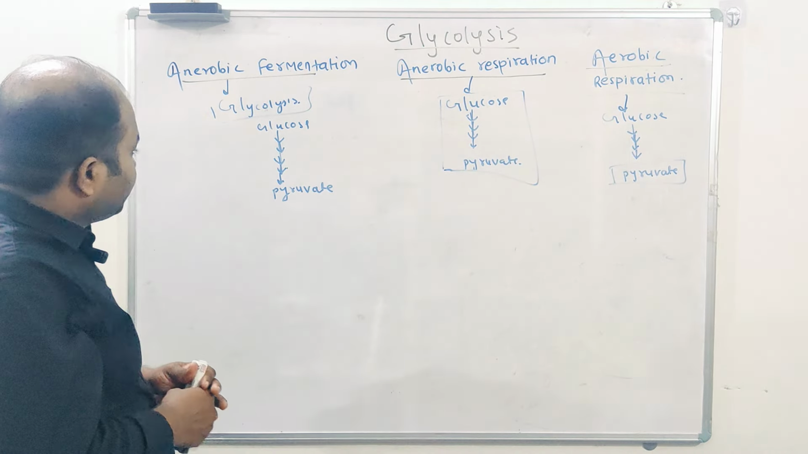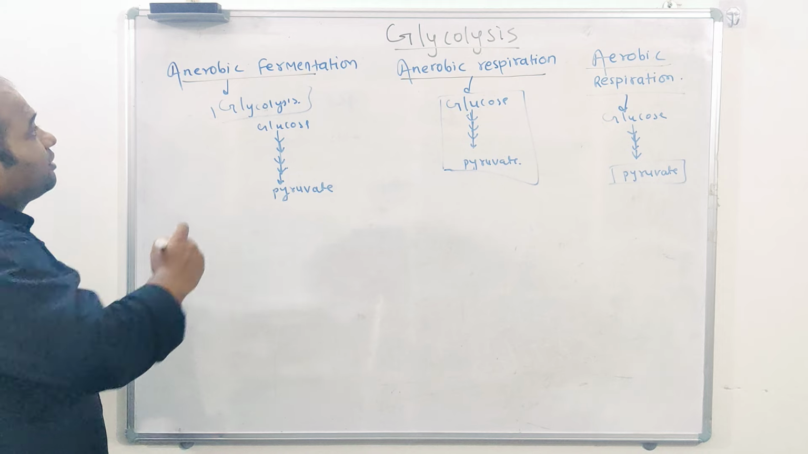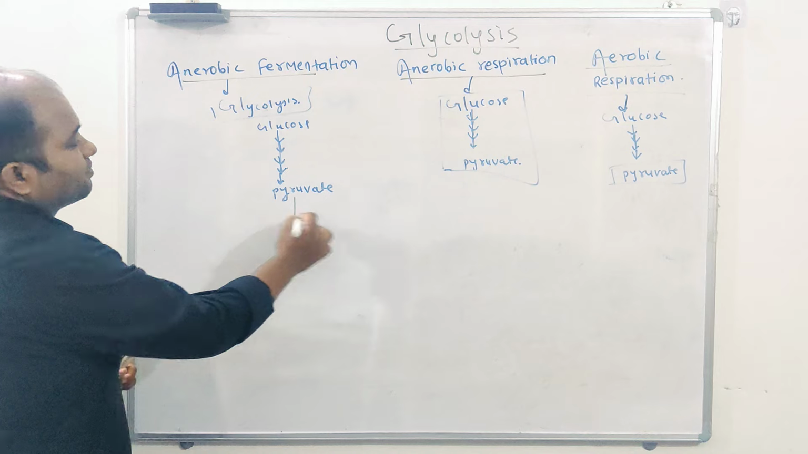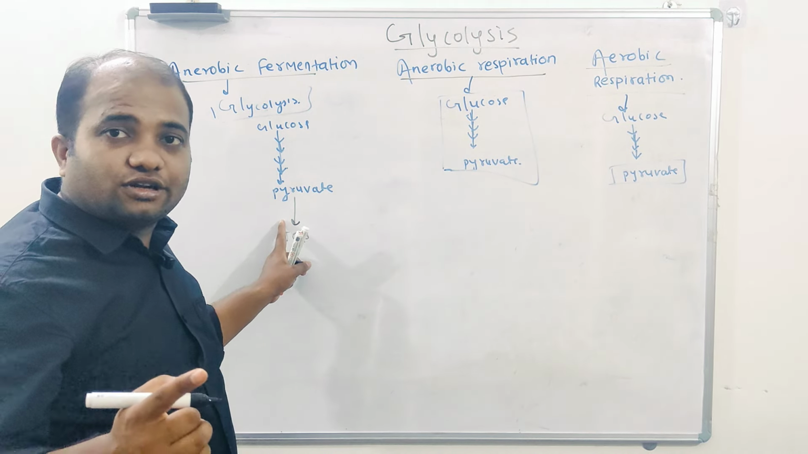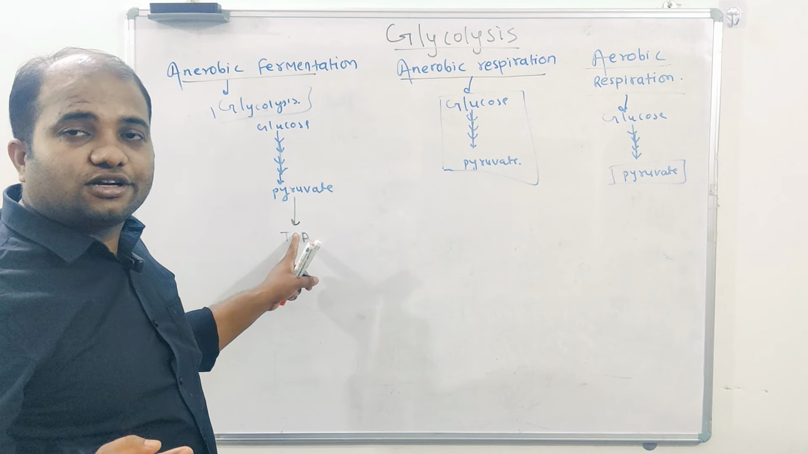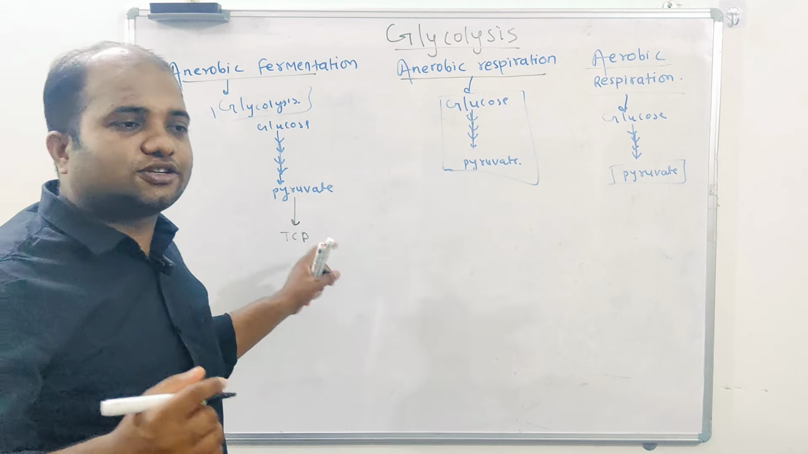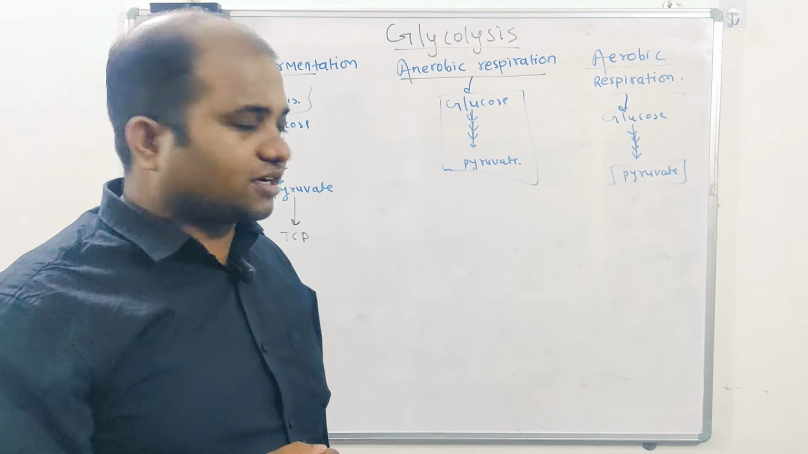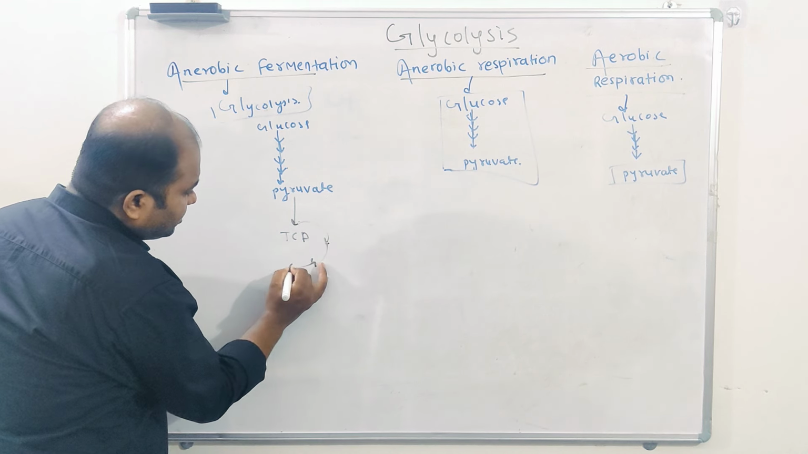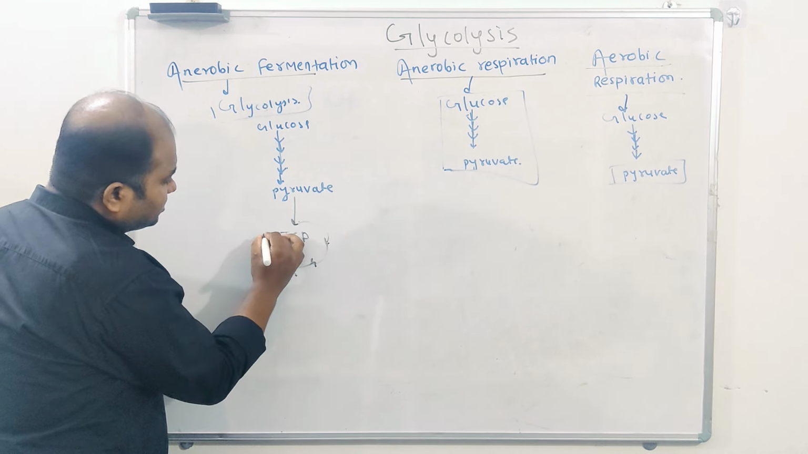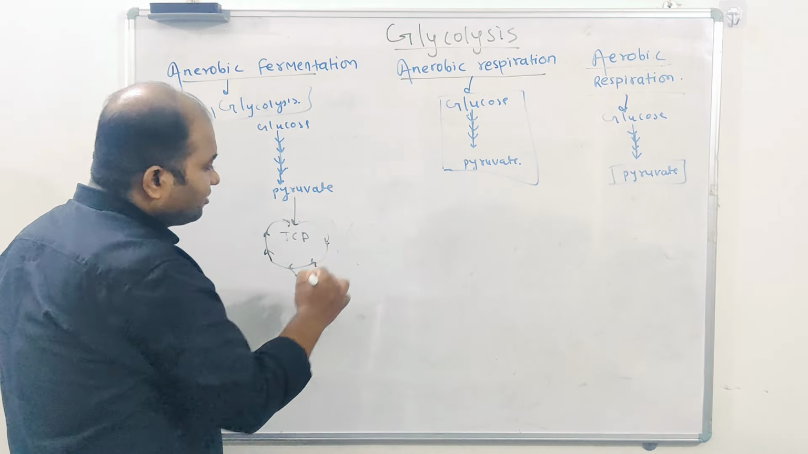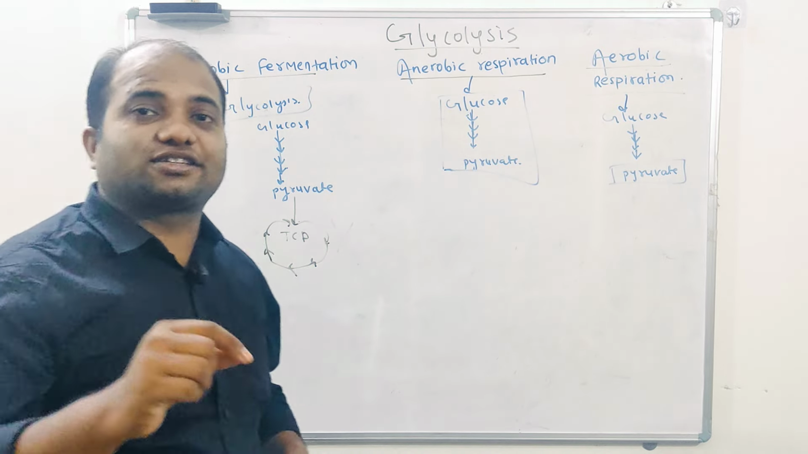So what is the second step? Here in anaerobic fermentation, there is no TCA cycle. After pyruvate, the process will go into the TCA cycle, or we call it the citric acid cycle, right? It was discovered by Krebs, so it is also known as the Krebs cycle. It is a tricarboxylic acid cycle. This Krebs cycle is absent in anaerobic fermentation.